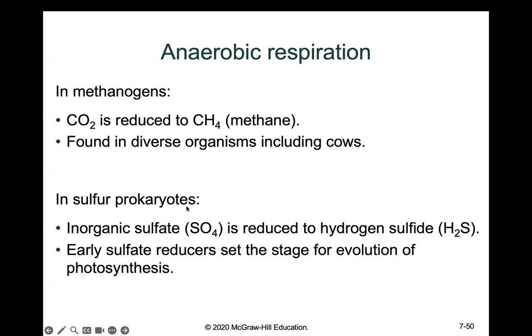You have a lot of microorganisms, specifically certain archaea, that use sulfur. They use sulfate, and this is reduced to hydrogen sulfide, H2S. And this was shown to be one of the early stages of evolution for photosynthesis. We're going to come back to this in chapter 8. Don't worry about this for now. But just know that in sulfur prokaryotes, what they do is use sulfate, SO4, which is reduced to hydrogen sulfide. This is what they're going to do.